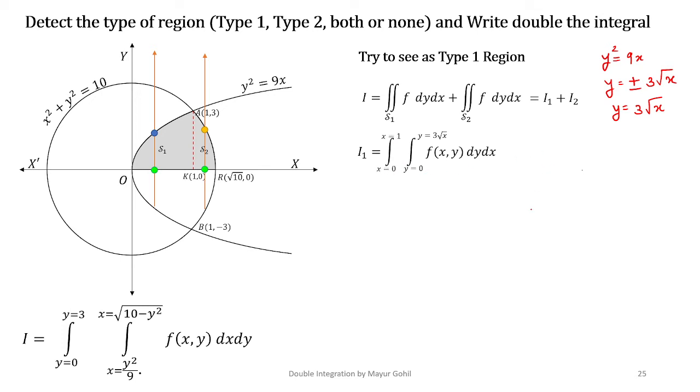Right. Now what about I2? Similarly, we proceed: the entry point is on the x-axis, so the equation is y equals 0, and the exit point, if you see, is on the circle. So for the circle you need to solve. It is x square plus y square equals 10. So y square can be written as 10 minus x square.